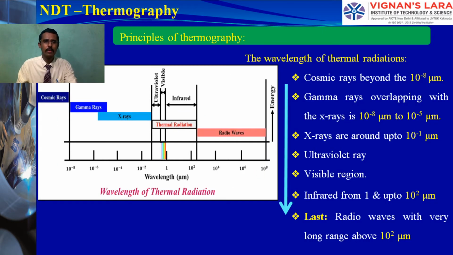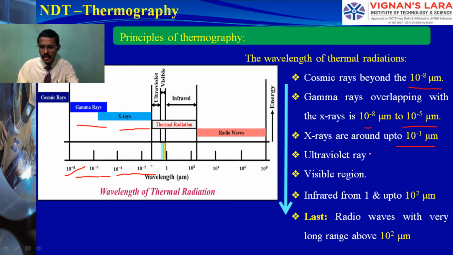See what I have talked about earlier, a little bit. I have concluded it as a small gathering of information. Cosmic rays are beyond 10 to the power of minus 8 micrometers, and gamma rays are from 10 to the power of minus 8 to 10 to the power of minus 5 micrometers. This ranges from here to here. And X-rays are around 10 to the power of minus 1, after the gamma rays, at this point. So from here to here.